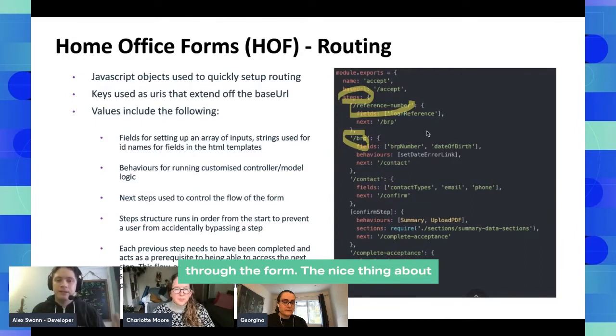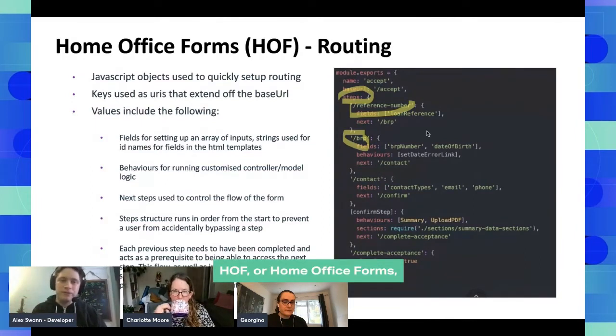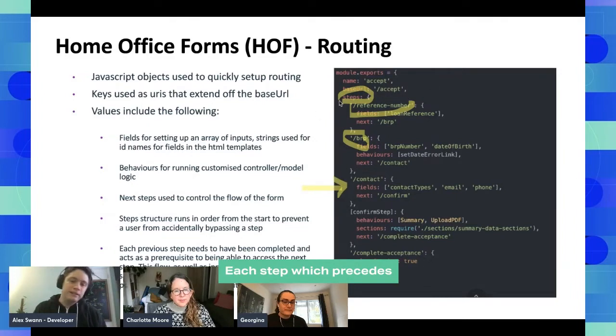The nice thing about HOF, or Home Office Forms, I keep saying HOF, but I don't want to use acronyms because we're really naughty for that. But the great thing about Home Office Forms is if a user decided, let's say they'd already completed this journey once, they needed to come back to this form at another point in time. Let's say they cached the URL or they manually typed it in and tried to come into this point over here. Each step which precedes every other step within this object acts as a prerequisite to another.